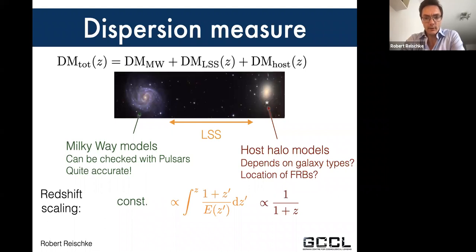So one important thing is that the redshift scaling of these contributions is slightly different, because this is also how you can tell them apart in the end. The large-scale structure contribution scales with 1 plus z over the expansion function, and the host contribution scales with 1 over 1 plus z, whereas the Milky Way contribution is constant. So there are different redshift scalings in the game. Therefore, if you have a lot of FRBs, you can, in principle, distinguish these different contributions. That is the basic idea.